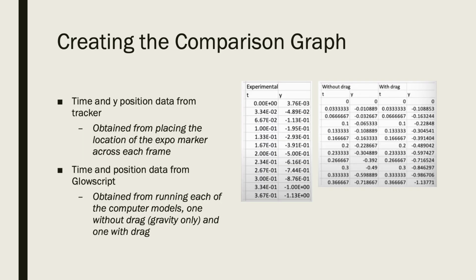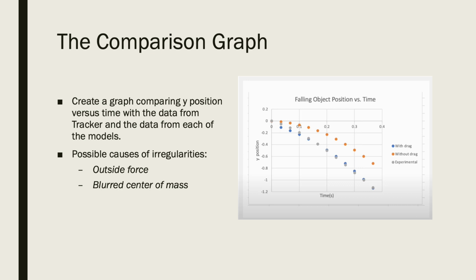I created my comparison graph of the position data from Tracker and both computed models in GlowScript. This line graph was created by first inputting the position and time data from Tracker, the computer model without drag, and the computer model with drag into a spreadsheet, and I plotted it in Excel. The experimental data is shown in the gray dots, with the blue and orange dots as well. Each curve is similar in shape, and the model that incorporated drag has a predicted final position closest.